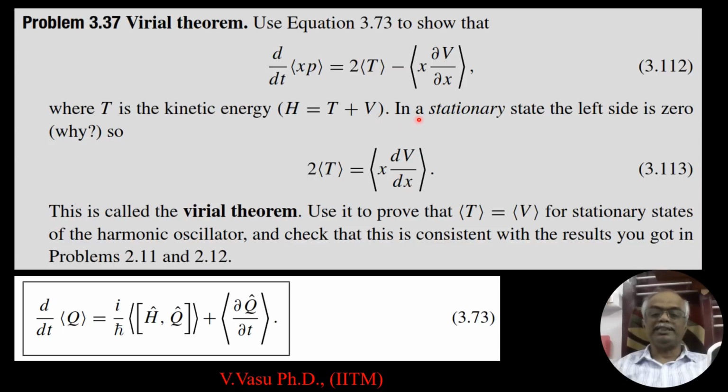the potential energy. In a stationary state, the left side is 0. So naturally, if it is stationary, the expectation value of x multiplied by p is equal to 0. That means 2 times the expectation value of the kinetic energy is equal to the expectation value of x times the partial derivative of V with respect to x. This is the Virial theorem.